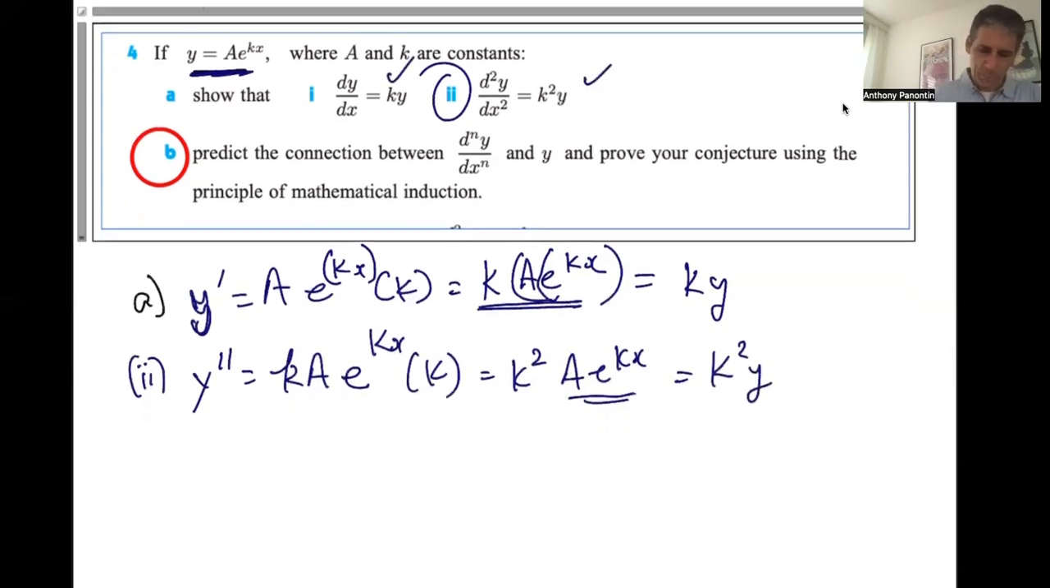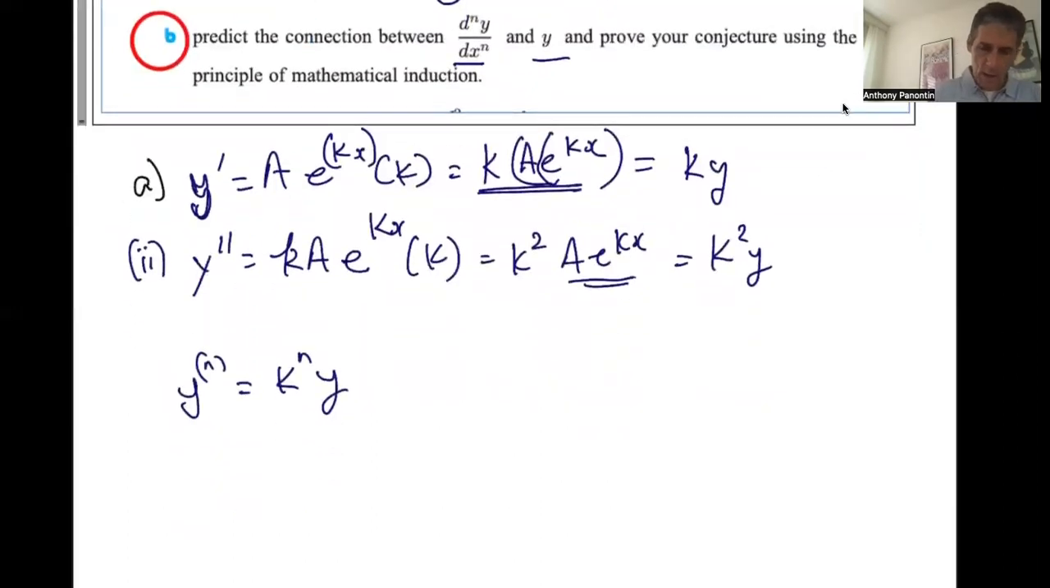It says, predict the connection between the nth derivative of y with respect to x and y. Well, it looks like the nth derivative, I'm going to guess, is k to the n times y, and that's because when I took the first derivative, k was to the first power. When I take the second derivative, k is to the second power, okay? And I want to prove that by mathematical induction. So that's my statement I want to prove.